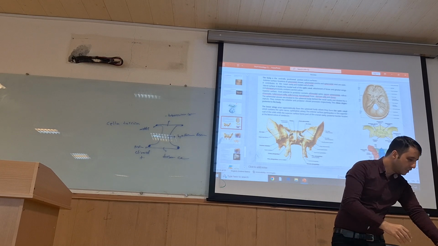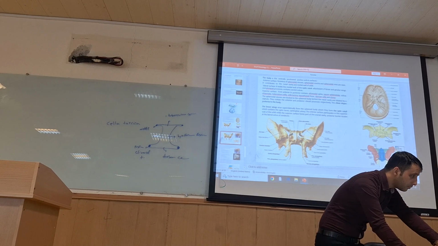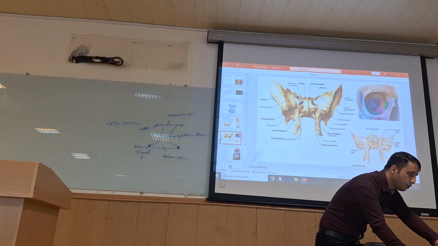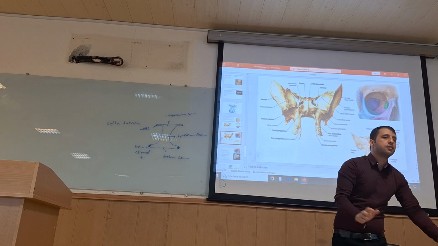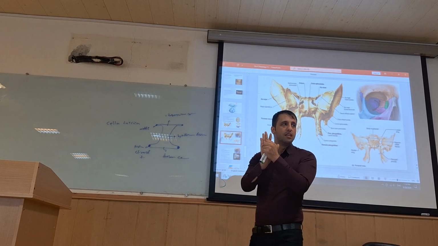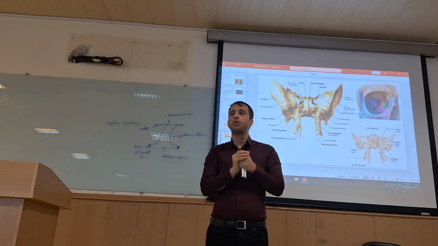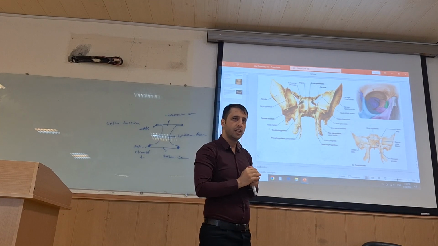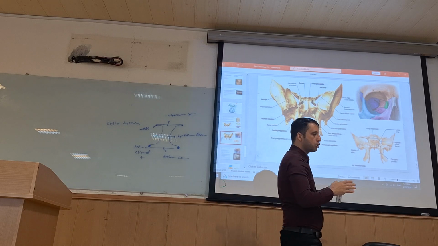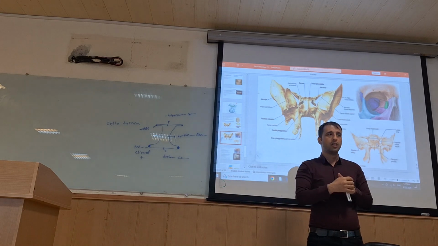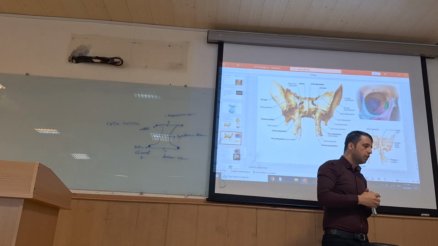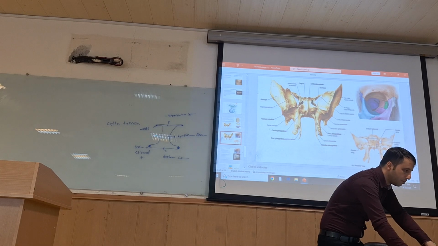What about the posterior surface? It is the posterior surface. The posterior surface is a broad area which is attached to the basilar part of the occipital bone. Okay? And it has a synchondrosis joint which is cartilaginous until 25 years after birth.